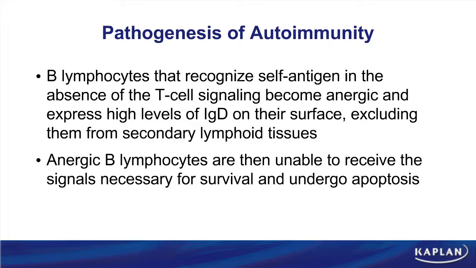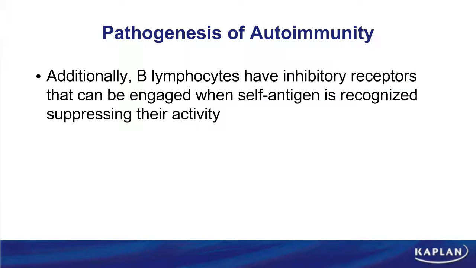Remember, B cells that have not come in contact with the foreign antigen only have a very short lifespan unless they come in contact with the antigen that they're specific for. So these anergic cells would not receive the signal necessary for survival, and they would undergo apoptosis. B cells have an additional mechanism by way of inhibitory receptors that can be engaged or ligated when they bind to self-antigen, and that can help to suppress their activity, okay?